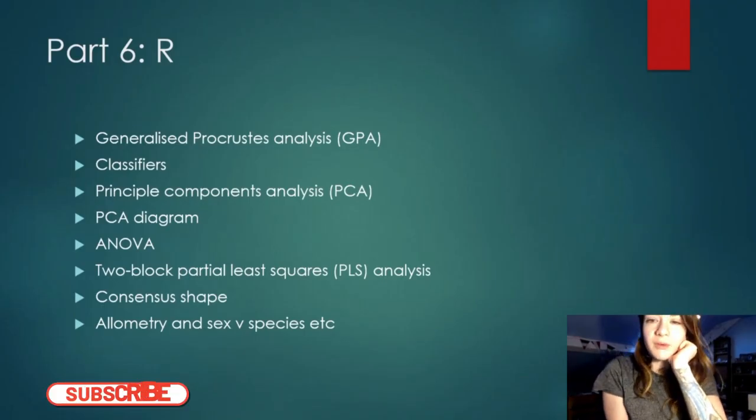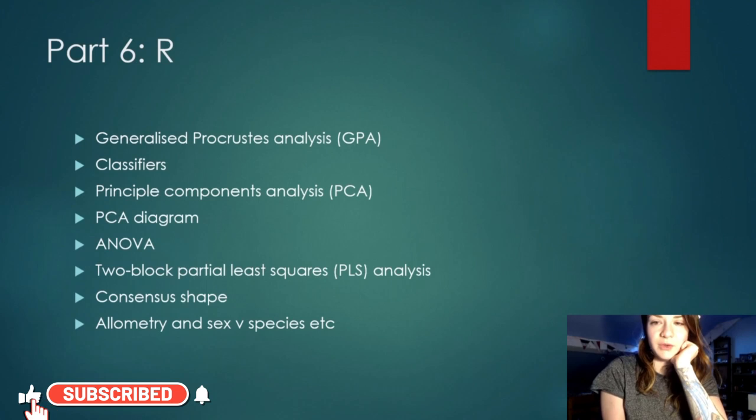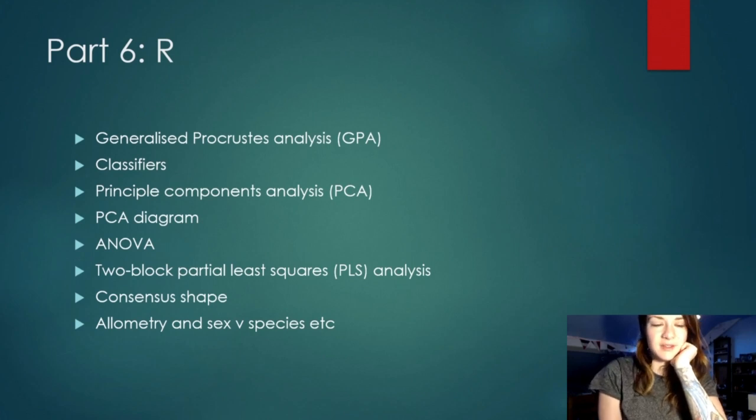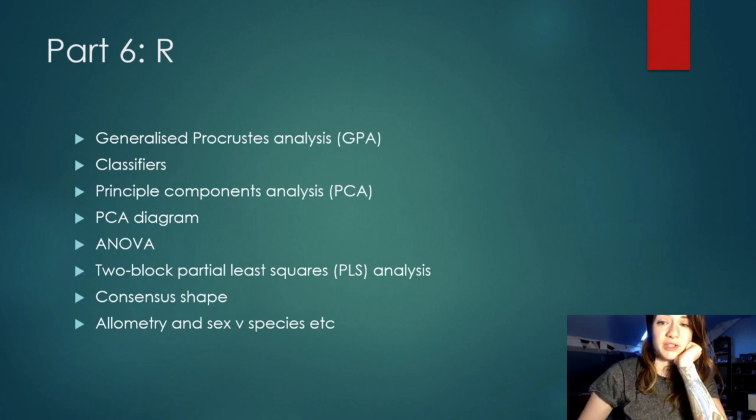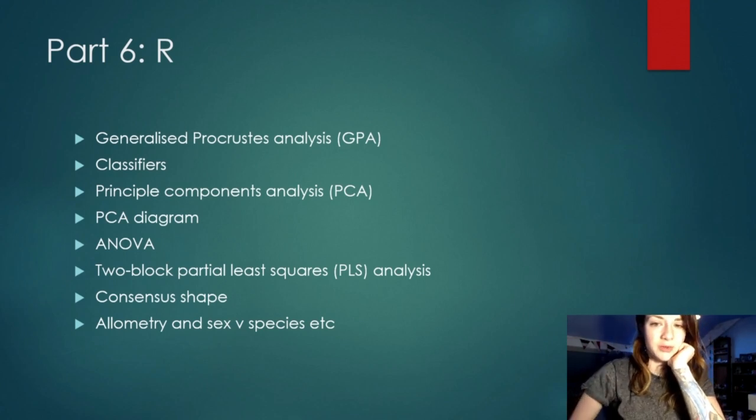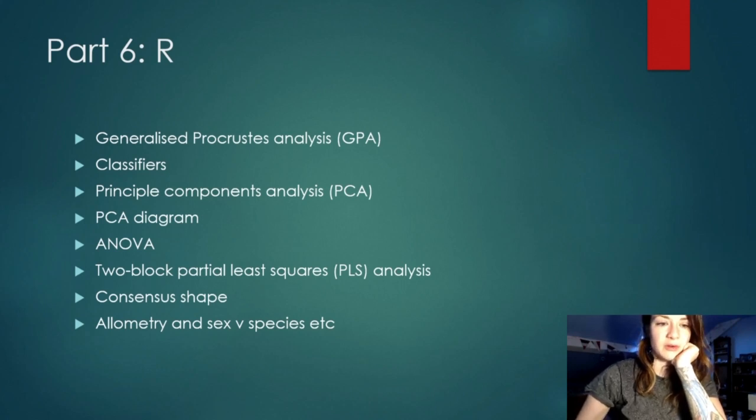So now we're going to go through analysing your data in R using the Geomorph package. Functions in this package allow you to read, manipulate and digitize landmark data. You can generate shape variables via Procrustes analysis for points, curves and surface data. You can perform statistical analysis of shape variation and covariation. You can also provide graphical depictions of shapes. And then we can also look at allometry and sex versus species.